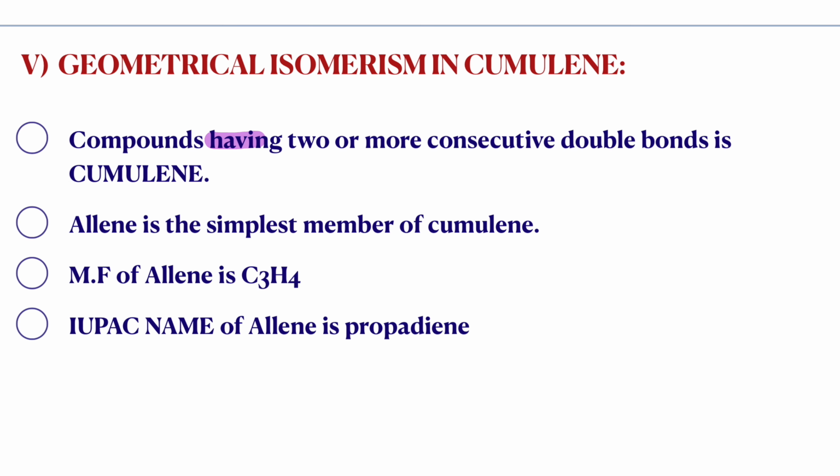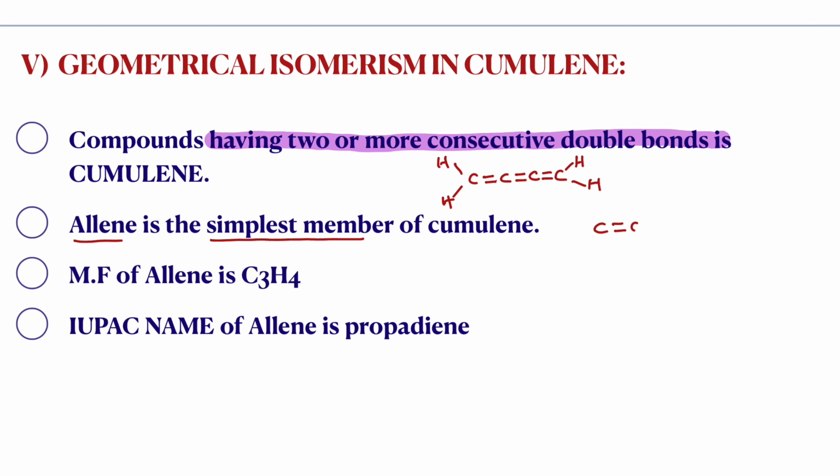The compounds which are having two or more consecutive double bonds. If the given compound contains two or more consecutive double bonds, then it is said to be cumulene. And the simplest example of a cumulene is allene. Simplest member means that it should have the minimum number of carbon atoms. Minimum number of carbon atoms means that it should have at least two double bonds.